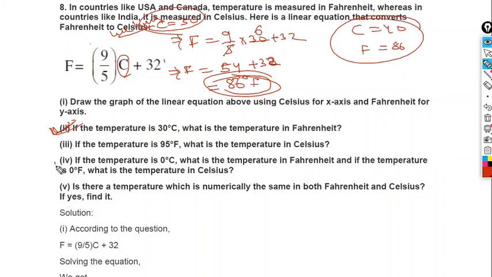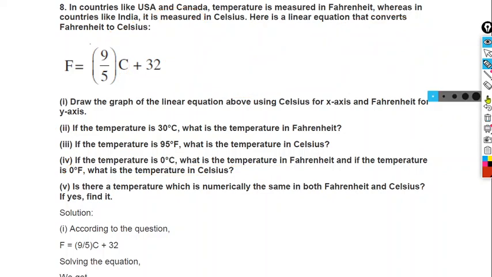Now again in question number III, if the temperature is 95 degree Fahrenheit, find the temperature in Celsius. Okay, let's move to the solution section. It is the same as I have solved in part II. Part II is the same as part III. Okay, you try to do it by yourself.